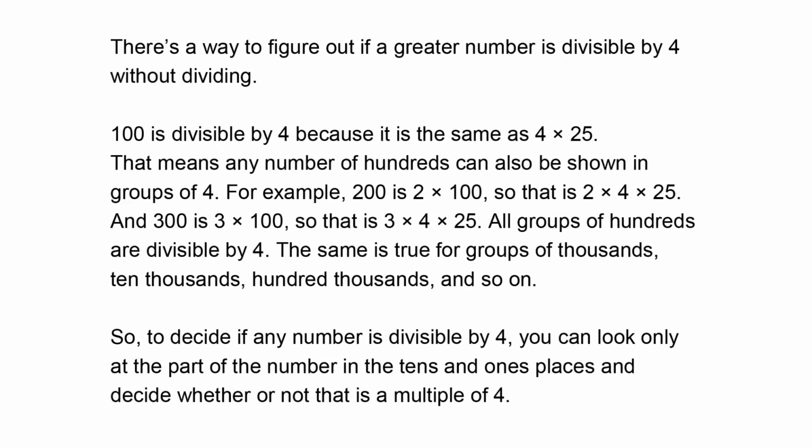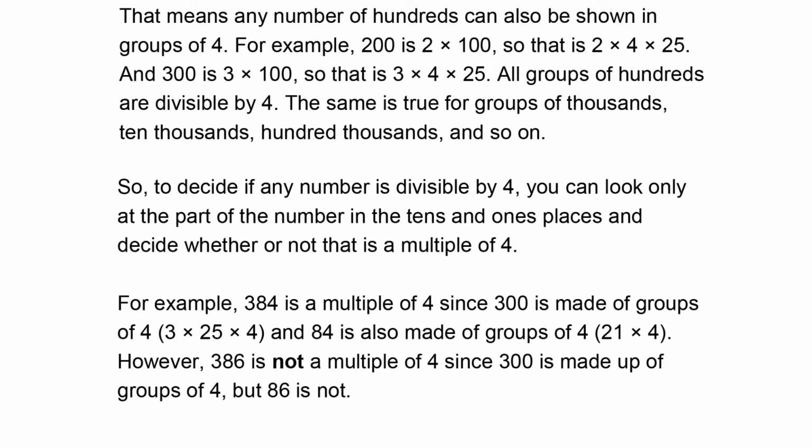So, to decide if any number is divisible by 4, you can look only at the part of the number in the tens and ones places and decide whether or not that is a multiple of 4. For example, 384 is a multiple of 4, since 300 is made up of groups of 4, 3 times 25 times 4, and 84 is also made up of groups of 4, 21 times 4. However, 386 is not a multiple of 4, since 300 is made up of groups of 4, but 86 is not.